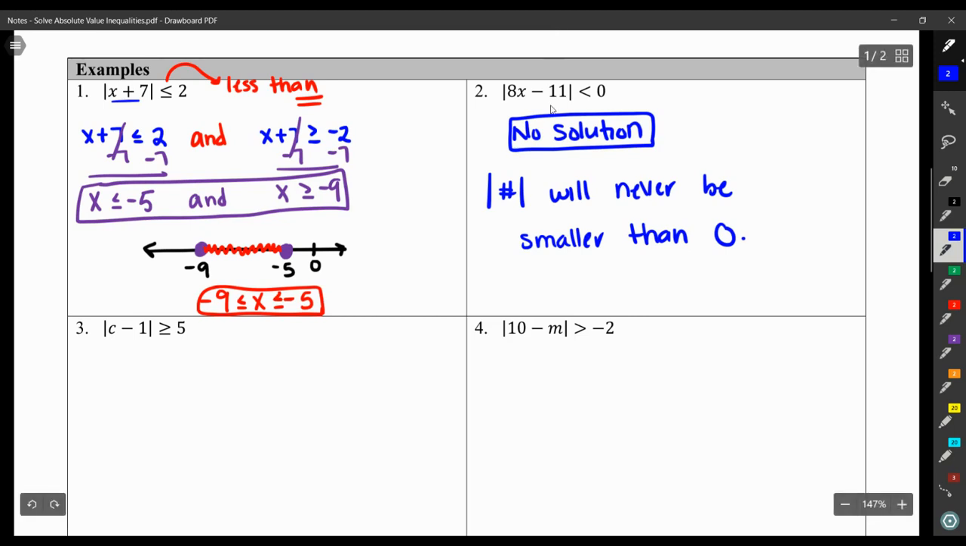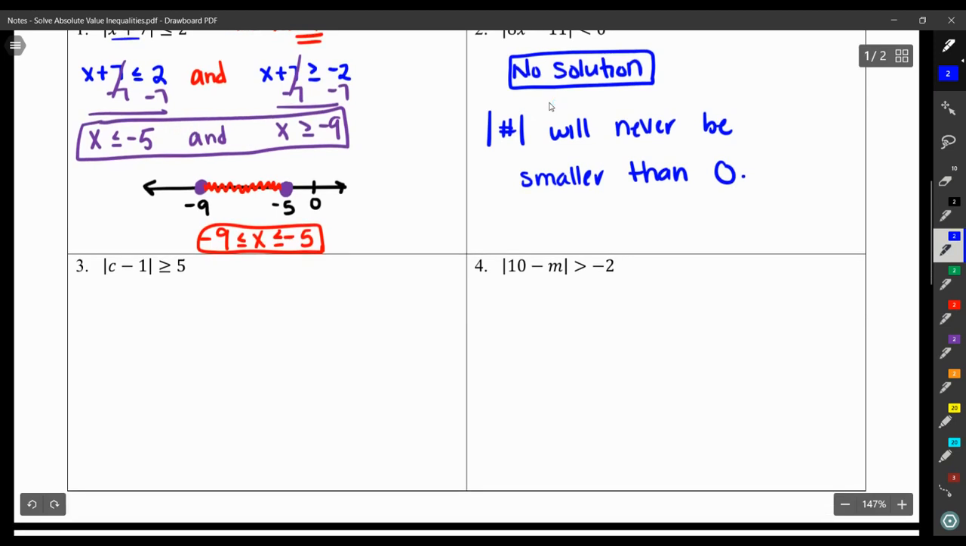And then let's look at 3. So for number 3, we have the absolute value of c minus 1 greater than or equal to 5. So this is a positive number on the outside, so we can solve this just fine. It's not going to be any special solution. So the absolute value is alone, so we can go ahead and split this up. So c minus 1 greater than or equal to 5. Then the other one is c minus 1 less than or equal to negative 5. Remember, when you change this to a negative, you have to flip the symbol in the middle. Then we have to decide which word.